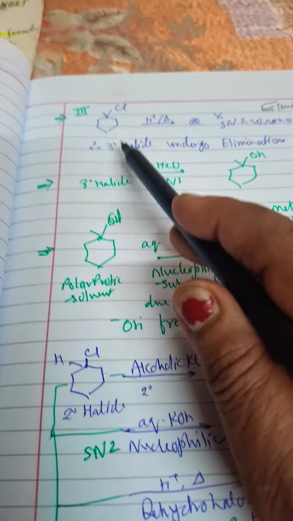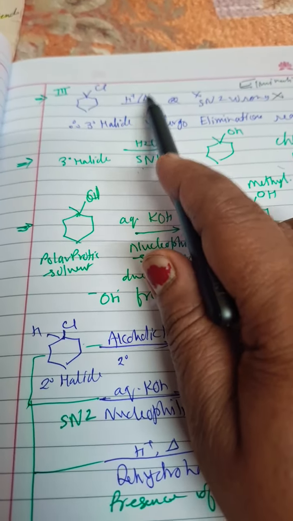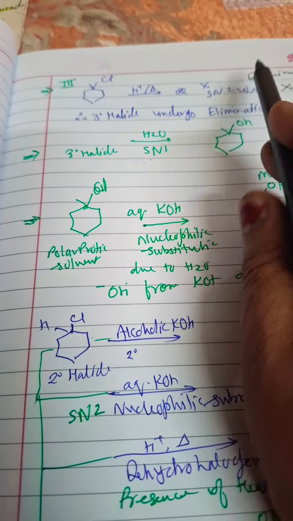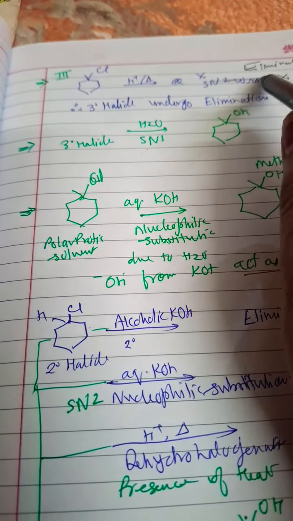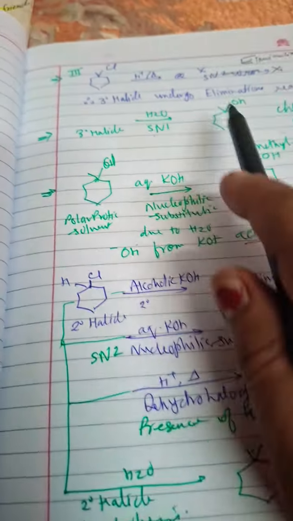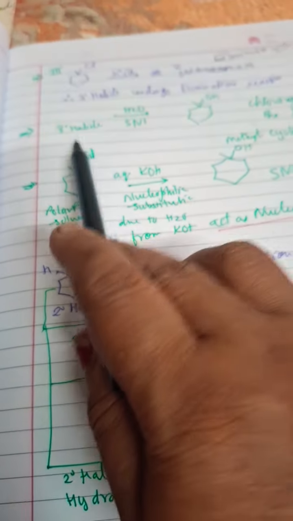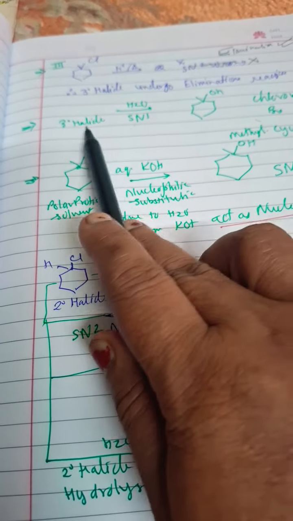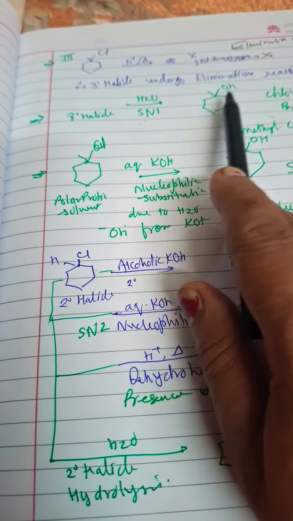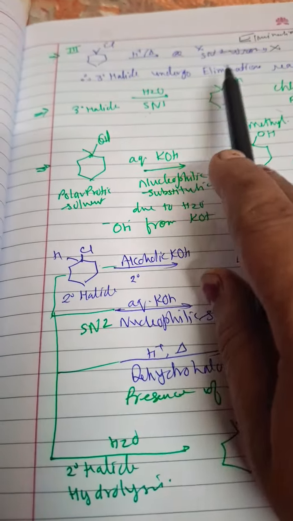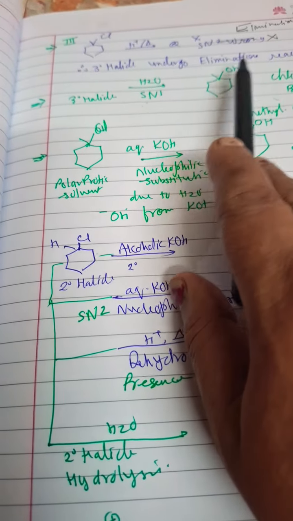Now I'll tell you about the last one, the 3-degree halide. With H positive and heat, it will prefer elimination reaction, SN2 is ruled out. A 3-degree halide undergoes elimination reaction. Now when we react the 3-degree halide with water, an SN1 reaction takes place and the chloro group is replaced by an OH group, so we'll get a 3-degree alcohol.